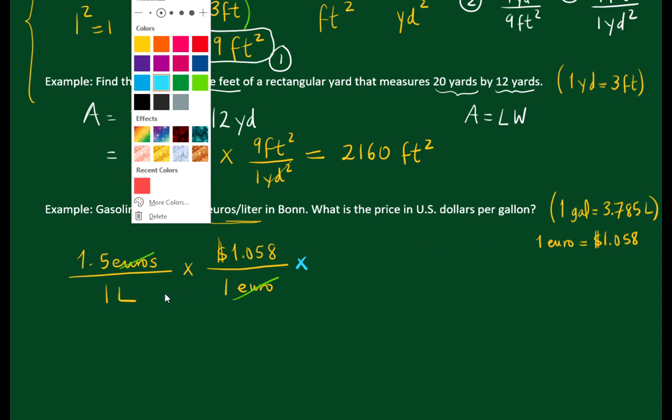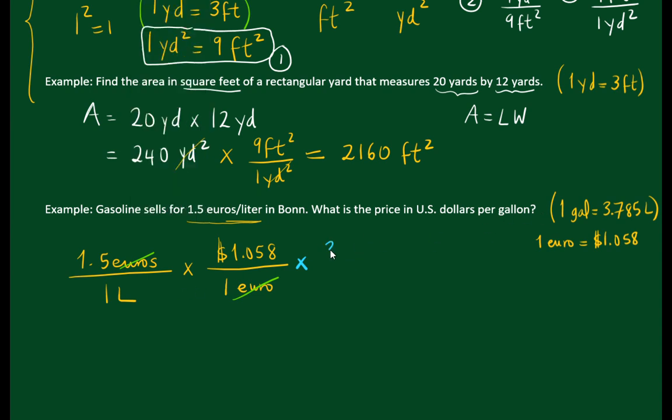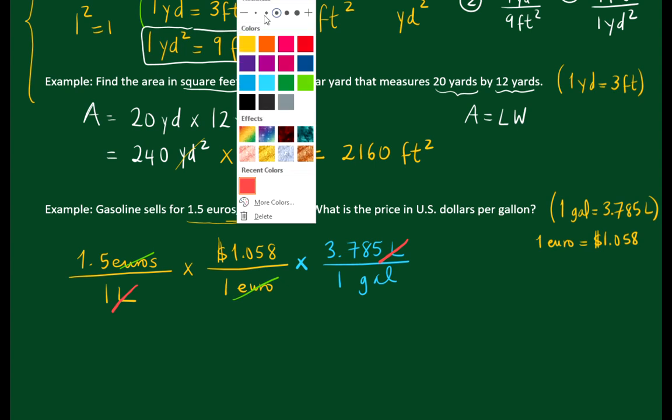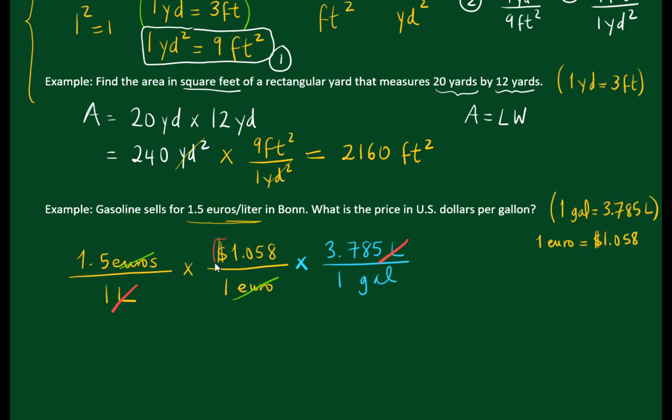But I have to convert liters, so the liter will go on top. It's going to be 3.785 liters divided by 1 gallon. As you see now, the liter will cancel with this liter. So we got the answer. We got dollars per gallon. See, this is how you use unit analysis.